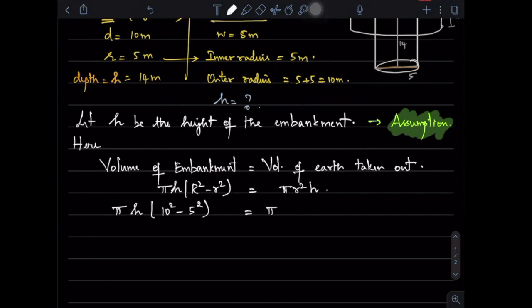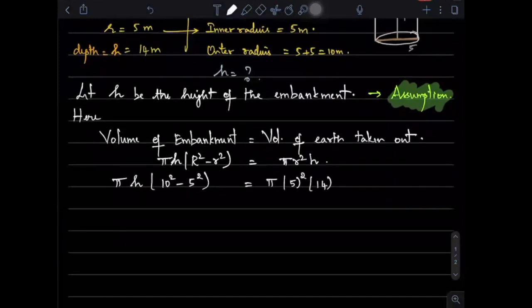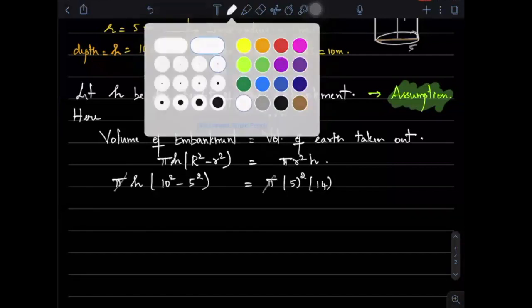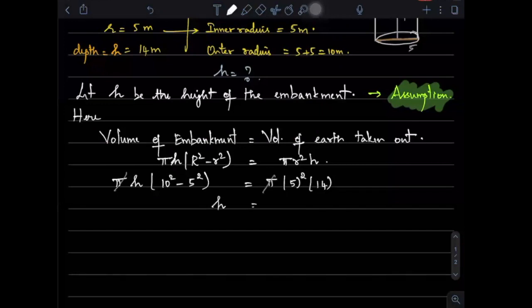What do I get? Pi into, what is this r? 5 square. 5 square into 14. That's all. So what do I get? Pi gets cancelled here only. Try to do simplifications. So my h is going to be what? 5 square into 2 into 7. Prime factorization is a technique I'm going to use. What do I get? 10 plus 5 into 10 minus 5, isn't it?